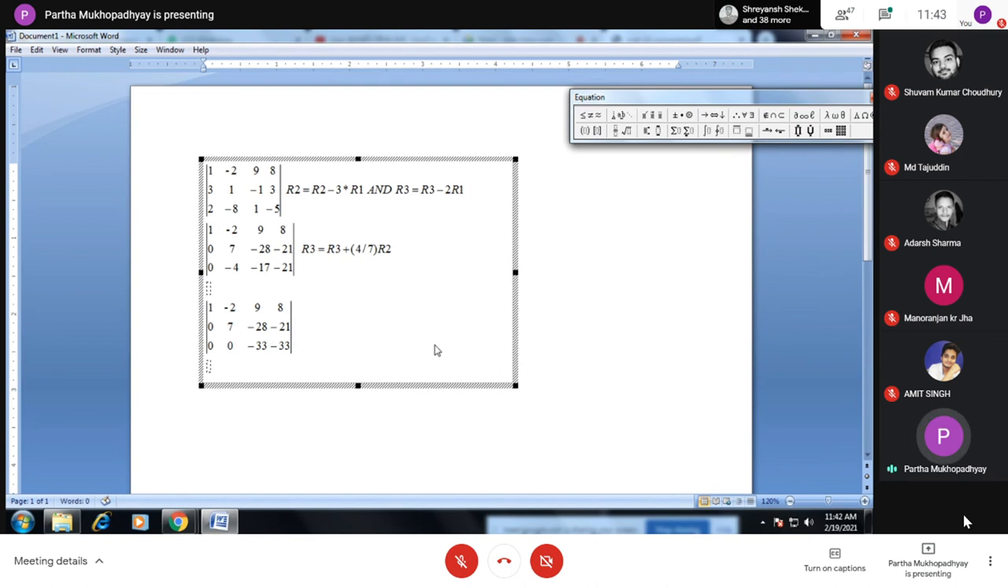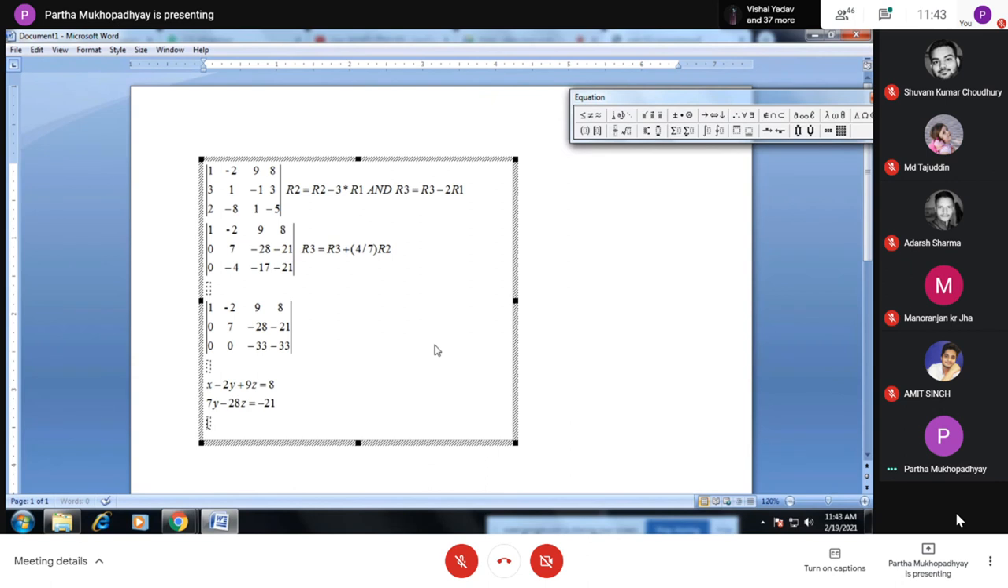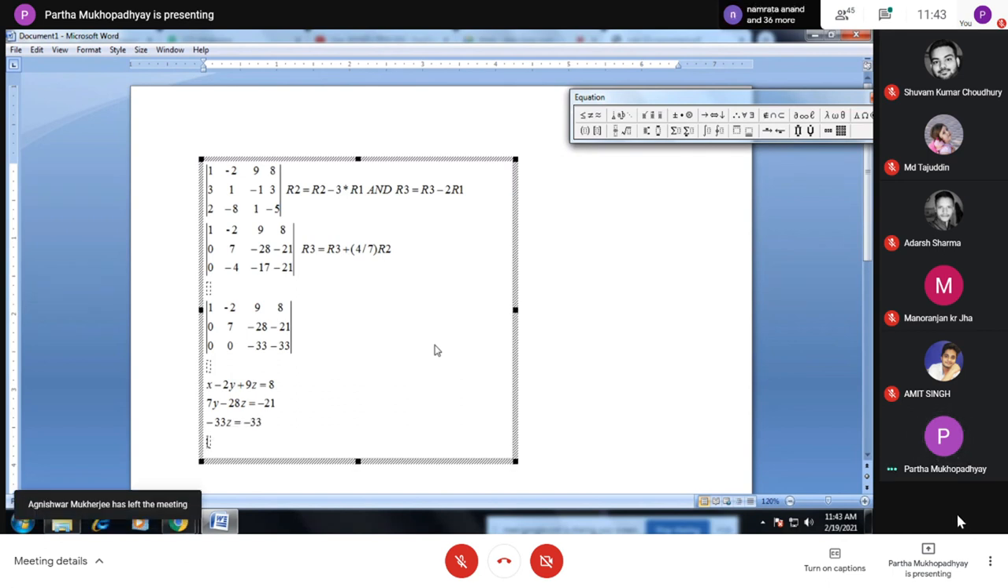So from that, if I now again write the equations, again putting back the x, y, z and inhomogeneous part, that means I want to write it again in the Ax = b form. So what I can write, x minus 2y plus 9z equal to 8, first equation, then 7y minus 28z equal to minus 21, and minus 33z is equal to minus 33. From that, immediately I get z equal to, what is the value of z, tell me? One. Okay, one.